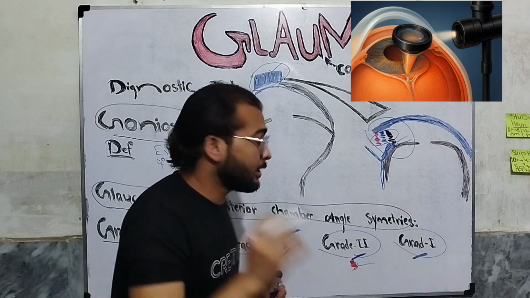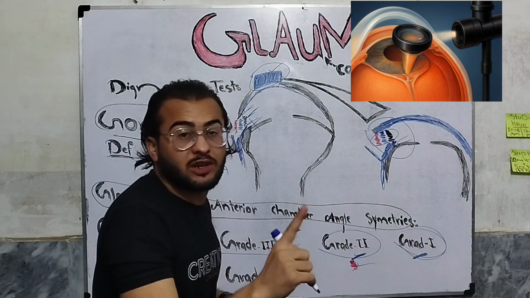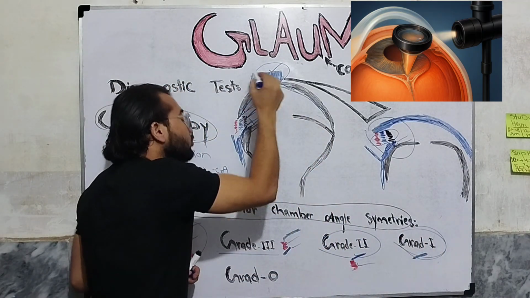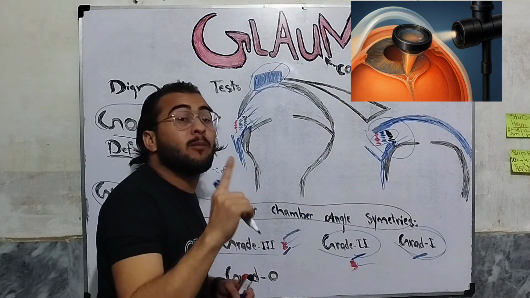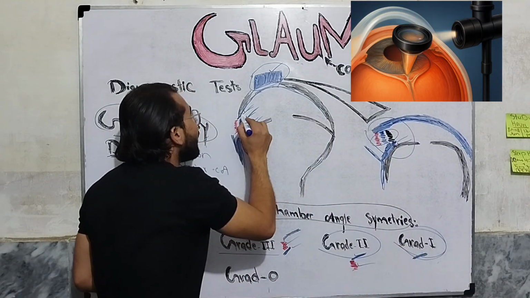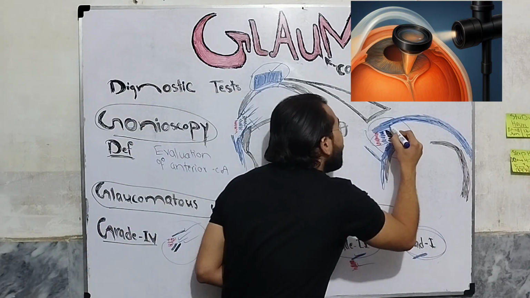Now we have the very narrow angle, in which only one structure is visible. When we take a look through the gonio lens in grade 1, we will have only one structure, and this is the Schwalbe's line. So we will have only Schwalbe's line.